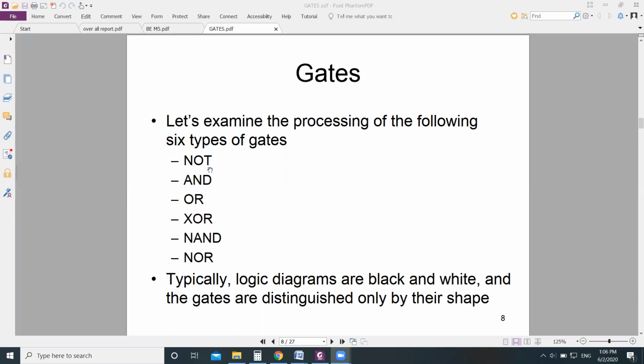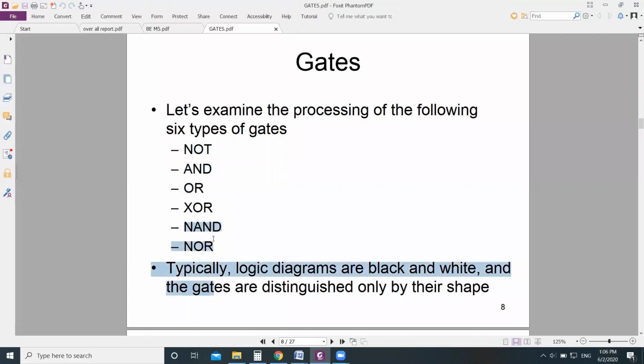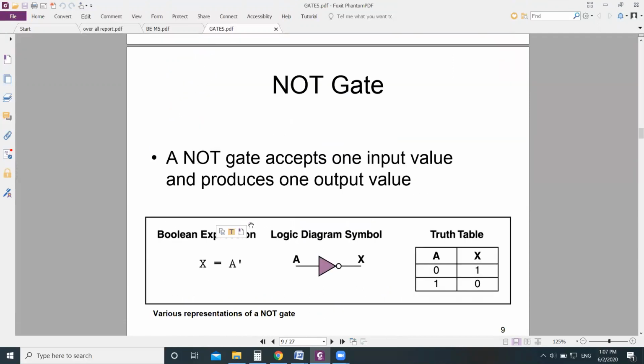Fine. So there are a few types of gates available for your syllabus, out of which we'll be discussing the NOT gate, AND gate, OR gate, XOR gate, and two special gates, that is NAND and NOR. NAND and NOR gates are called universal gates, and NOT gate, AND gate, OR gate are called the basic gates. So these three are the basic gates, these two are the special gates, or we also call them universal gates. Fine. So let us see these gates one by one.